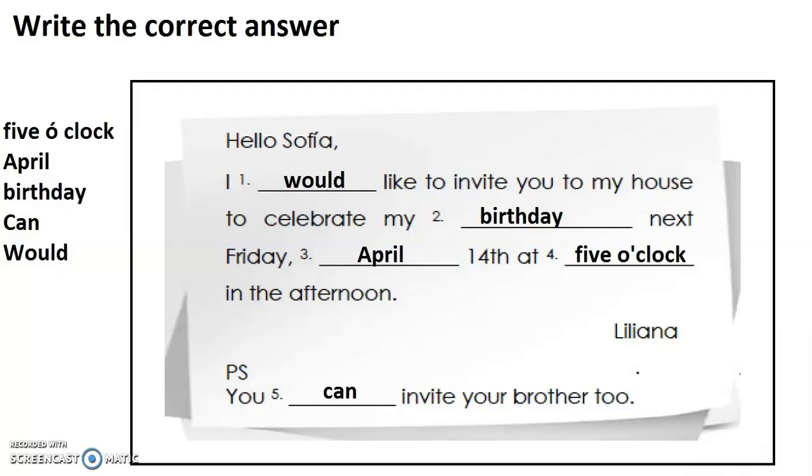There we go. These are the answers for that exercise. The first one goes there. Cool. Number 2, birthday. Number 3, April. Number 4, 5 o'clock. Number 5, Ken. So the message should go like this. Hello, Sophia. I would like to invite you to my house to celebrate my birthday. Next Friday, April 14th, at 5 o'clock in the afternoon. Liliana. P.S. You can invite your brother too. Good. That's great.